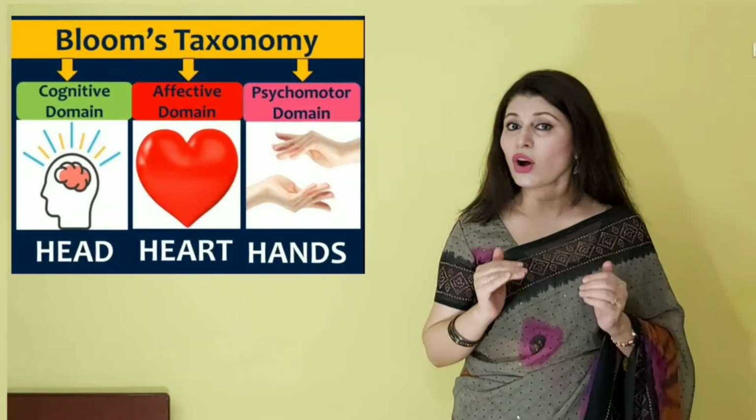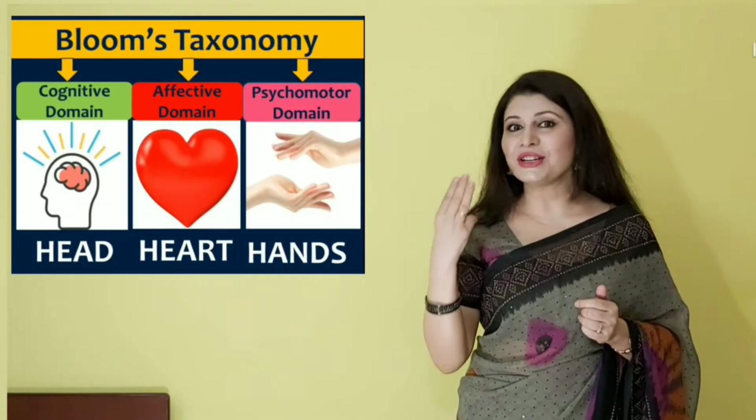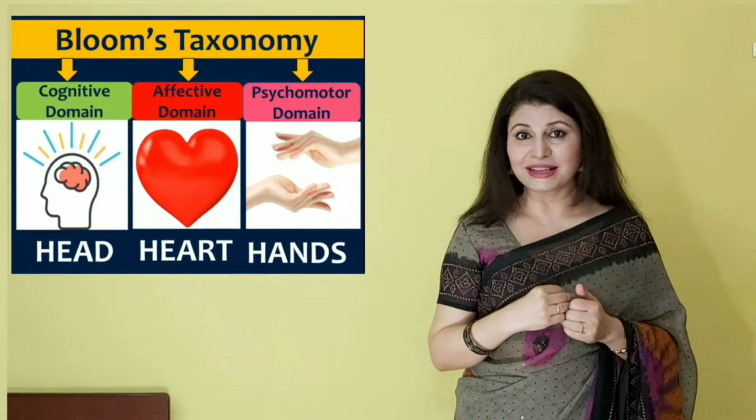Now let's learn how to write them. While setting the objectives of the lesson which we are going to teach in the class, we'll keep this in mind: we have to write objectives for all the 3 domains of learning, which are suggested by Bloom. But the Indian adaptation of Bloom's taxonomy is slightly different from the original one.